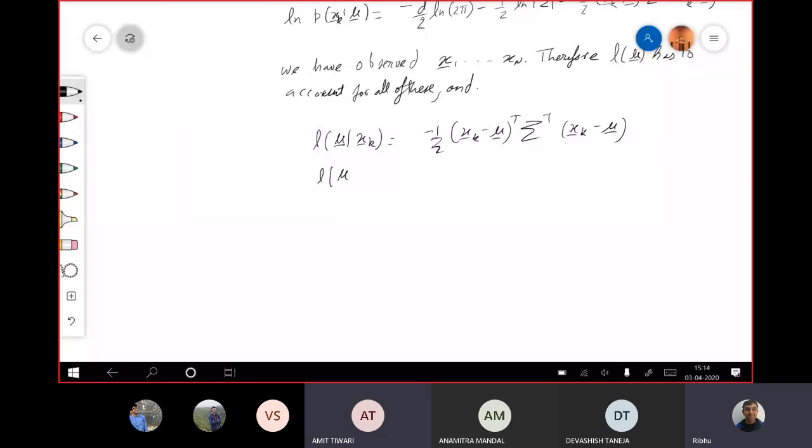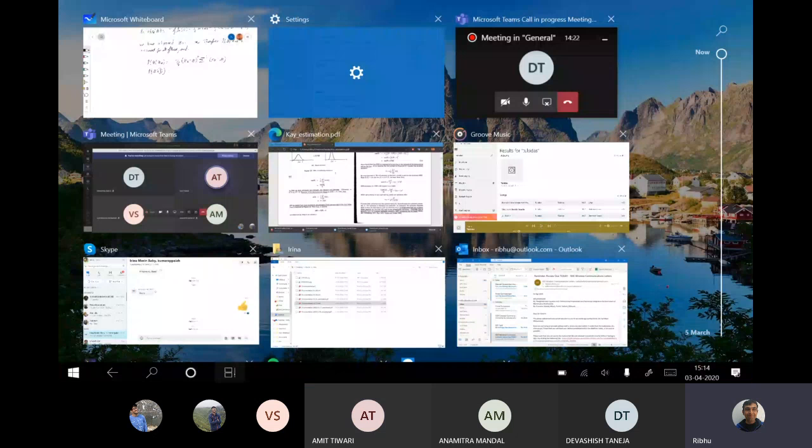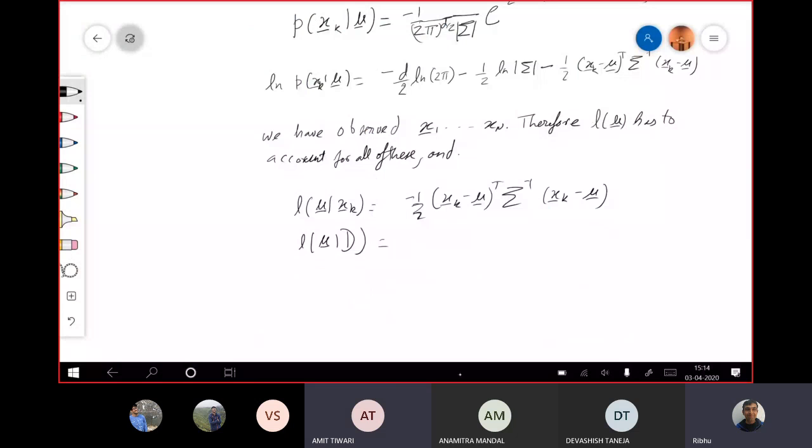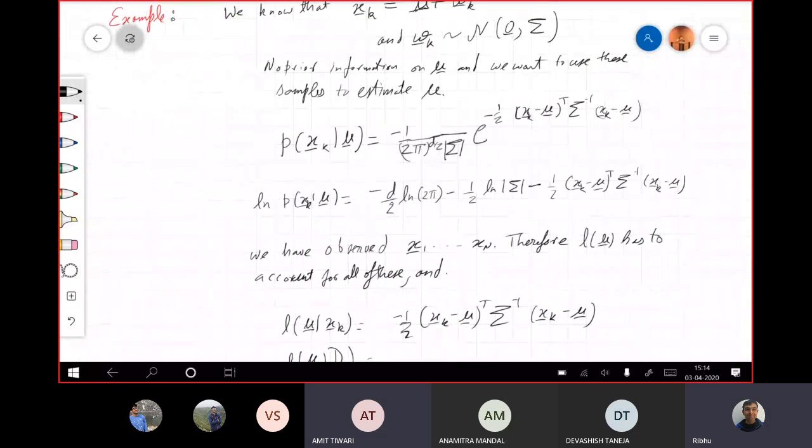So in the first line that you wrote, Amit, after to estimate mu, this minus sign won't be there because this is the probability. It cannot be negative. Thank you. Yes, sir.